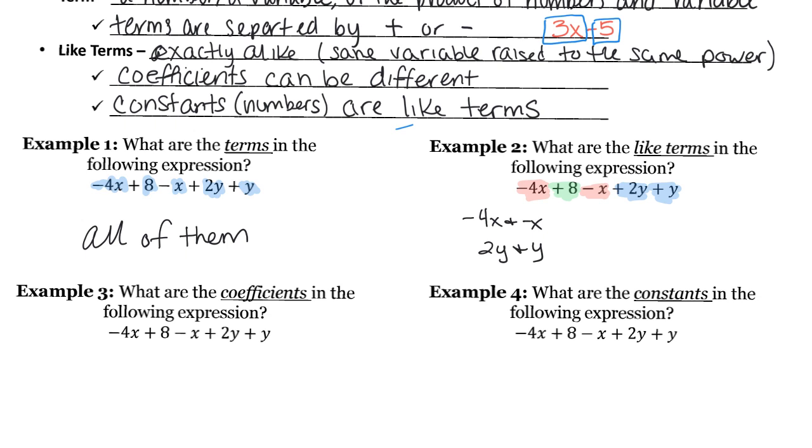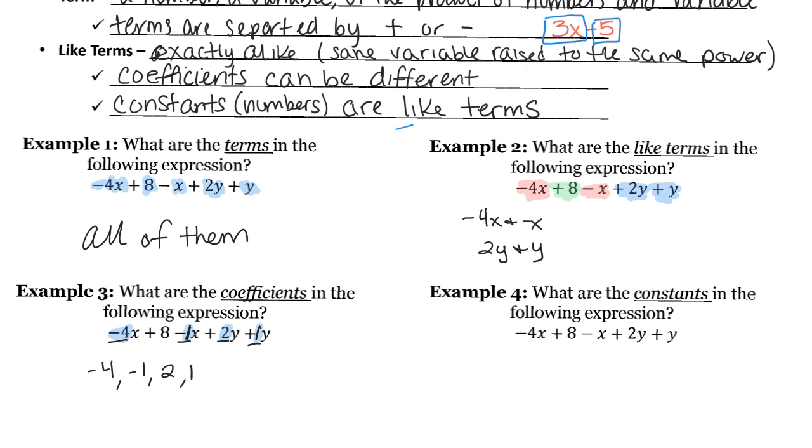Okay. In example 3, what's our coefficient? Coefficients are the numbers in front of the variables. So we have a variable here, and there's a number there, and a number there, and a number there. If you just see a variable, there's an implied 1 in front of it. So our coefficients are -4, -1, 2, and then 1.